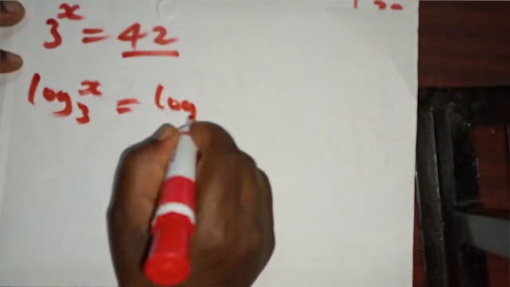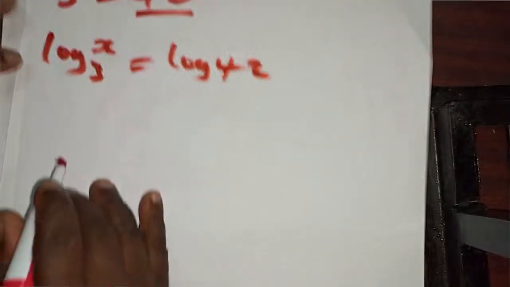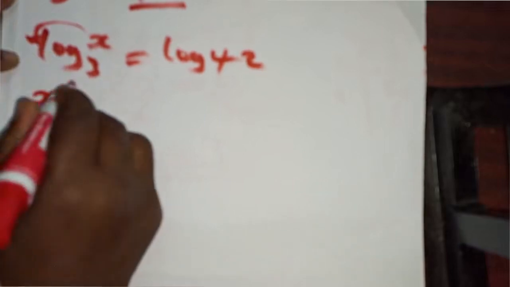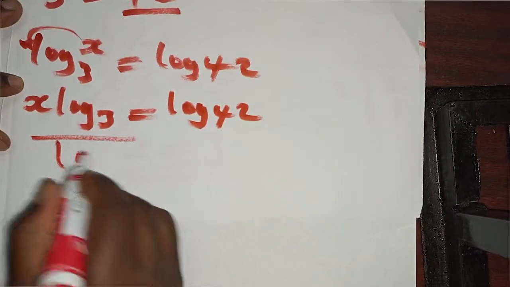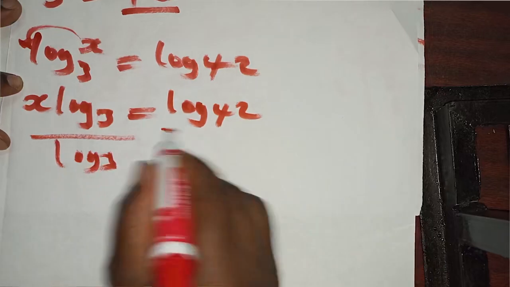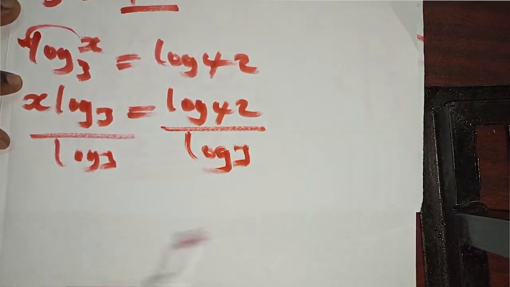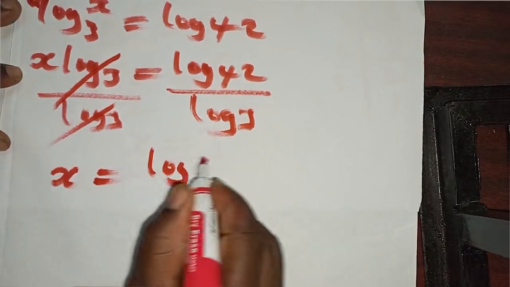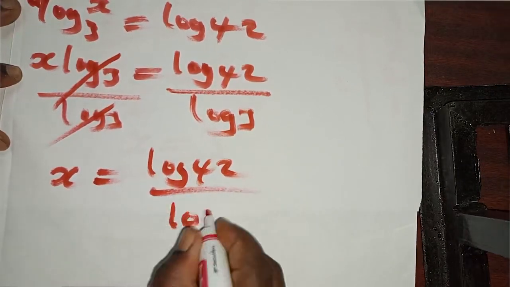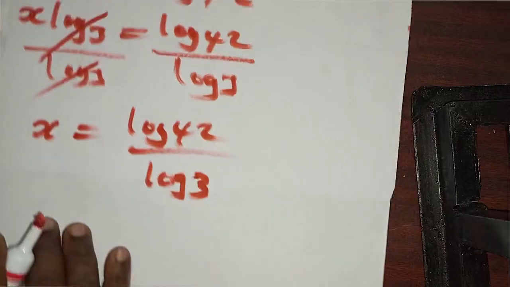Then x log of 3 equals log of 42. Then divide by log of 3, divide by log of 3. Then x equals log of 42 over log of 3. So you can see that from this example, this number has not been expressed in index form. So in that case, you are always forced to use logarithms.